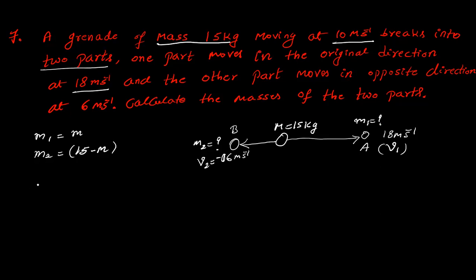Okay. Now use the law of conservation of momentum. According to that law, initial momentum, right? So the initial mass is moving at 10 meter per second. Correct. Now the initial momentum is equal to the final momentum. So capital M into 10 is equal to the final momentum, M1 into 18, plus the second, M2 into minus 6.